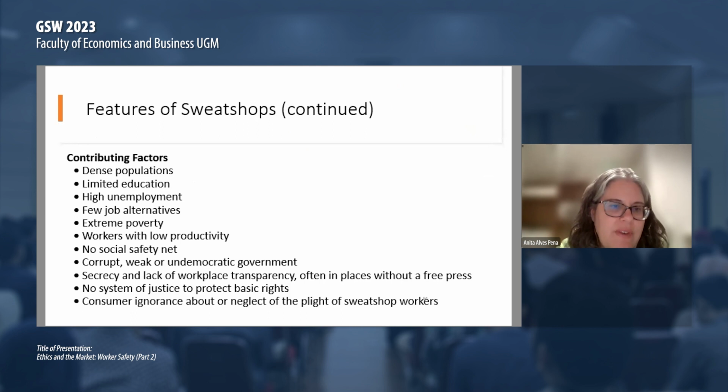So some other contributing factors that could be related to the presence of sweatshops would be dense populations, so congestion, limited education, high unemployment, few job alternatives, extreme poverty, workers with low productivity, an absence of social safety nets, perhaps a corrupt, weak, or undemocratic government, secrecy and lack of workplace transparency, sometimes in places without a free press, for example, and no system of justice to protect basic rights, and consumer ignorance about or neglect of the plight of sweatshop workers.